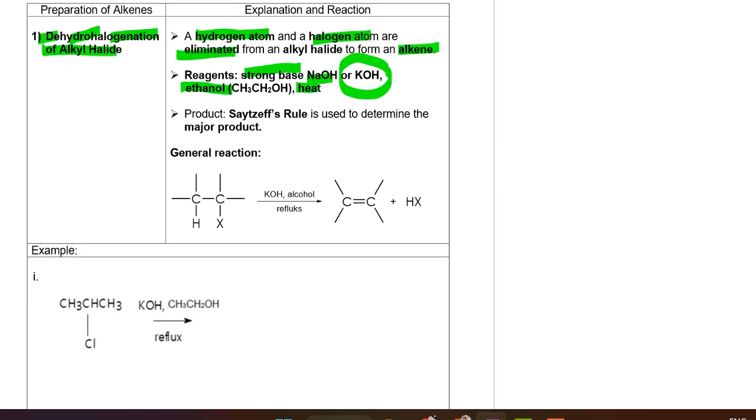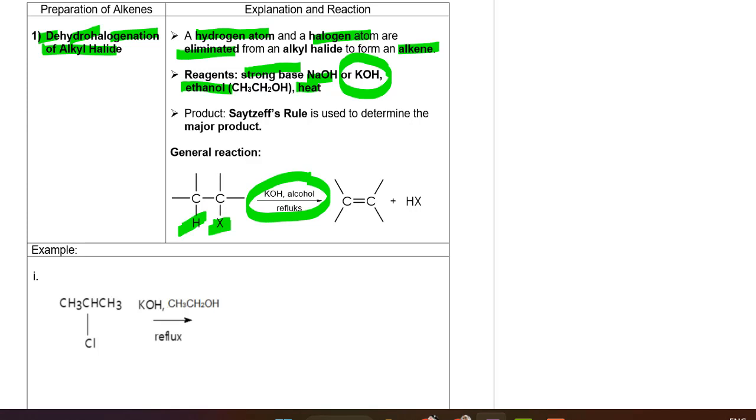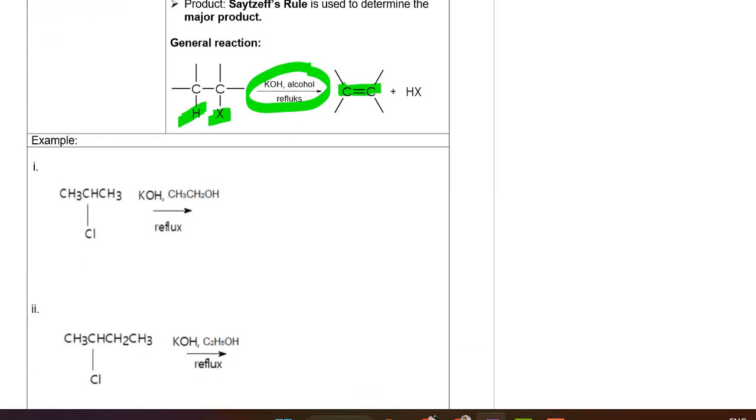Okay, so for this one, there is no mechanism, so no need to consider a rearrangement. So halide and hydrogen will be removed, in the presence of strong base KOH, ethanol, reflux or heat. So if we remove these, we will produce a carbon-carbon double bond along with HCl or HBr as side product. Okay, so very easy to do this one.